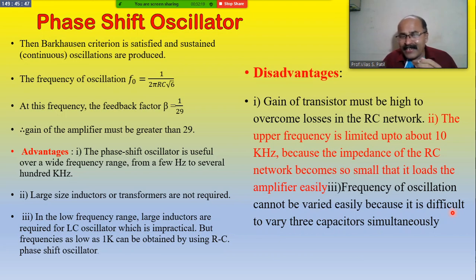Friends, one of the best advantages of the phase shift oscillator is that a very low frequency oscillator can be fabricated using it, with a frequency of about 1 kilohertz. Why is it possible? Because in the phase shift oscillator, bulky inductors and bulky transformers are not used, so the frequency can be decreased and a low frequency oscillator can be designed, about 1 kilohertz. Friends, these are three important advantages of the phase shift oscillator.